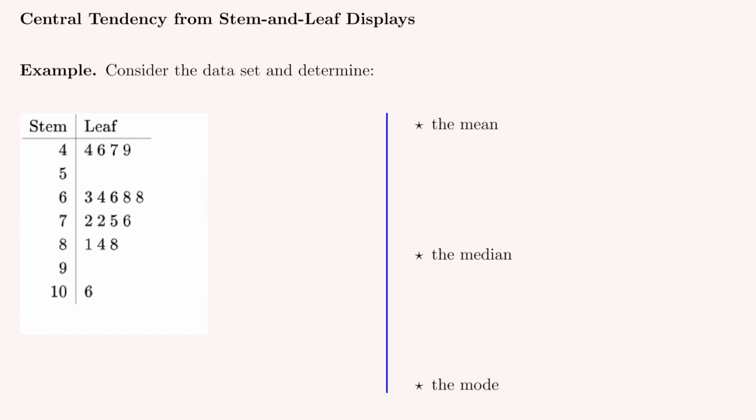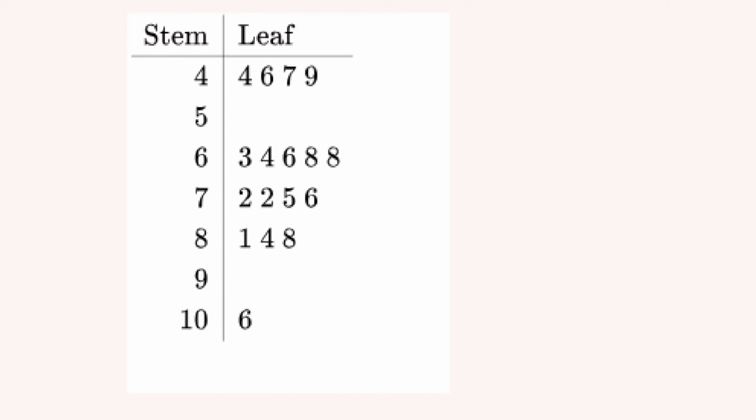Now in this next example, we have our list of data given to us in the form of a stem and leaf plot. Earlier we talked about how we would read a stem and leaf plot. Let's review that briefly before we get to the question of what is the mean, median, and mode for this example. As a quick quiz, can you identify what value is indicated by this entry in the stem and leaf plot?